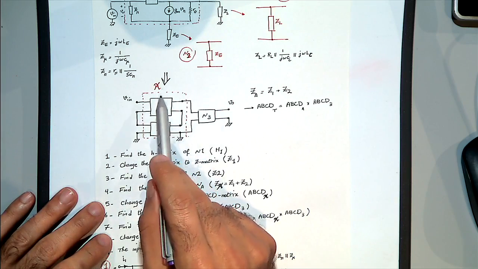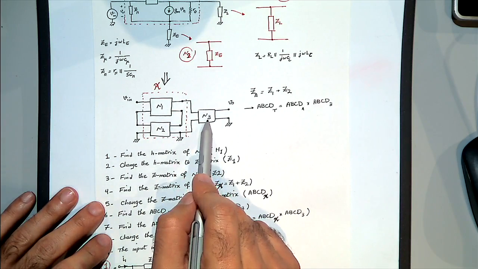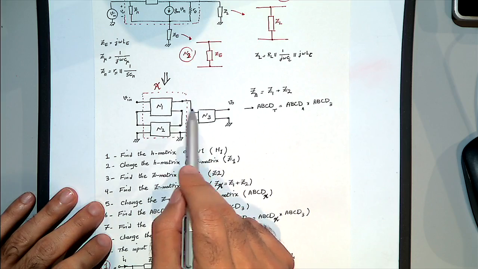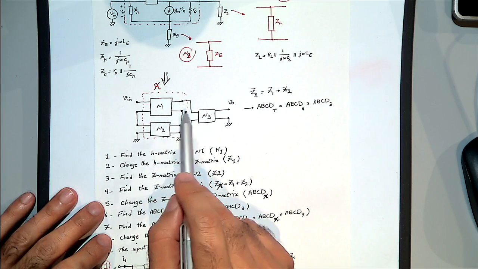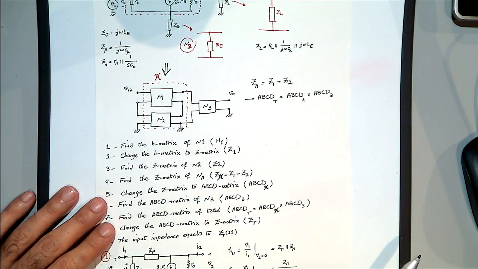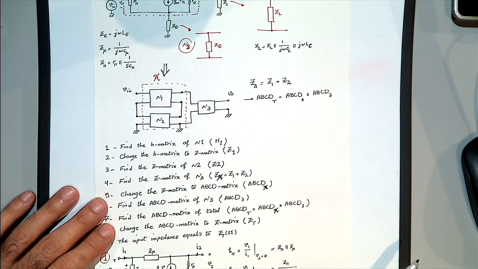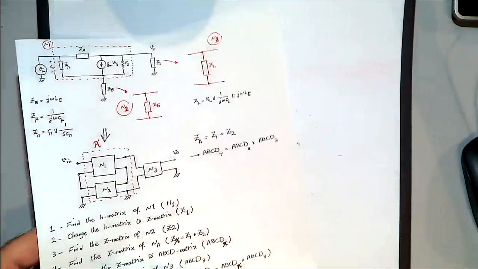Again, change this Z matrix to ABCD matrix, find the ABCD matrix of N3, and then when they are in cascade, just multiply the ABCD1 by ABCD2, and then change the ABCD total to again Z matrix, and then look at Z11. So you can do this simply in Mathematica, and it's just a few lines of code.